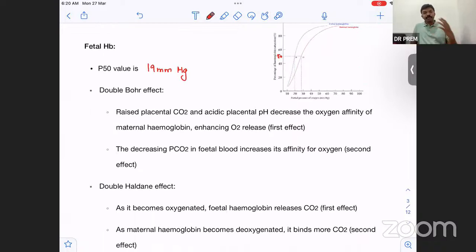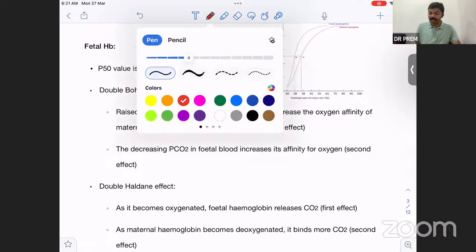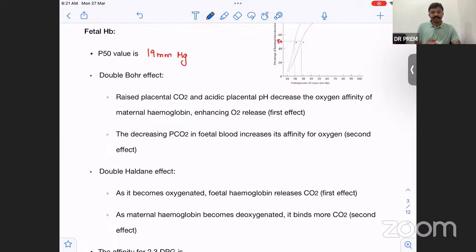This double Bohr effect, double Haldane effect will be asked in neonatal circulation, fetal circulation, placental circulation as well. Questions on placental and fetal circulation can also take up double Bohr effect, double Haldane effect, guys. What is this? Double Bohr, double Haldane. Again, it's a very simple one. I've given the explanation itself.